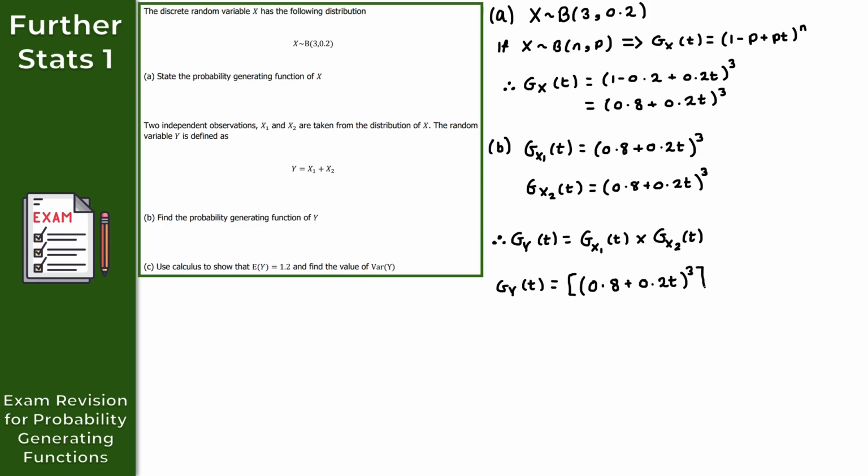And then we square this full expression here. Okay, so now let's just apply basic properties of indices. So we've got this power here raised to another power. We simply multiply the powers together then.